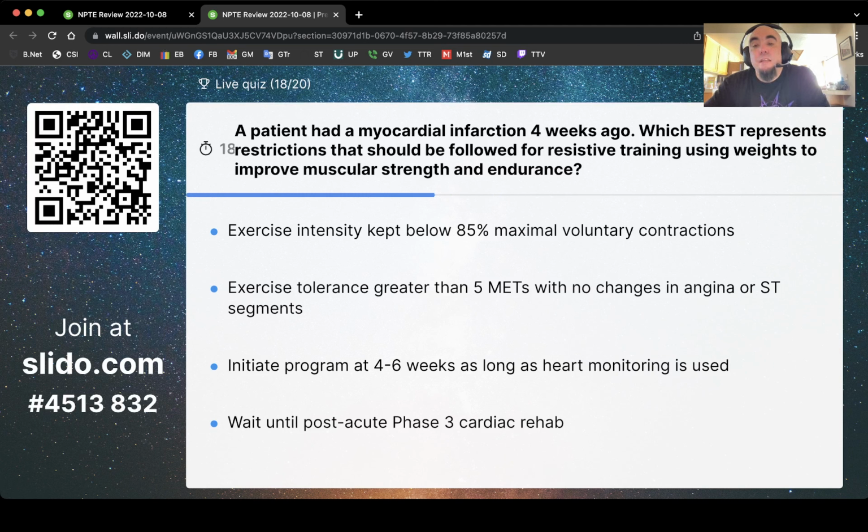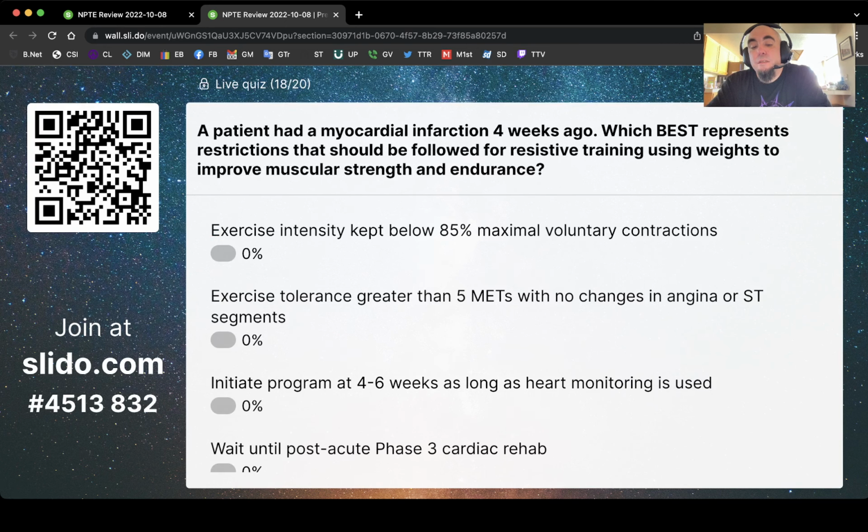So what is the best option for resistive training using weights to improve muscular strength and endurance? Exercise intensity below 85% of max voluntary contractions. Exercise tolerance greater than 5 minutes with no changes in angina or ST.